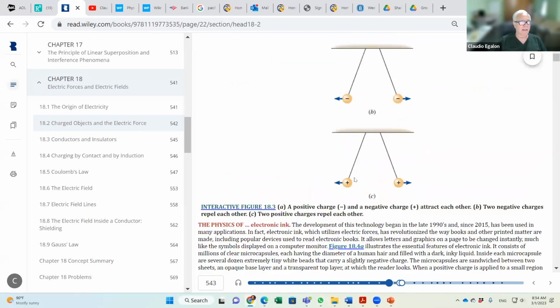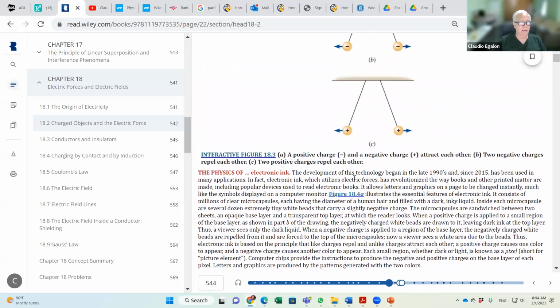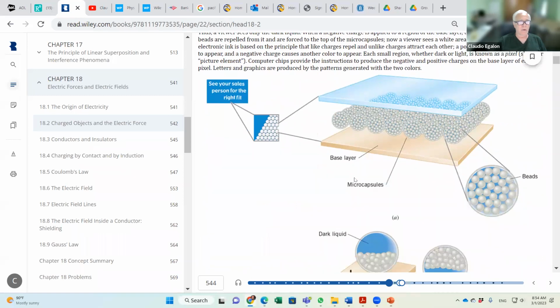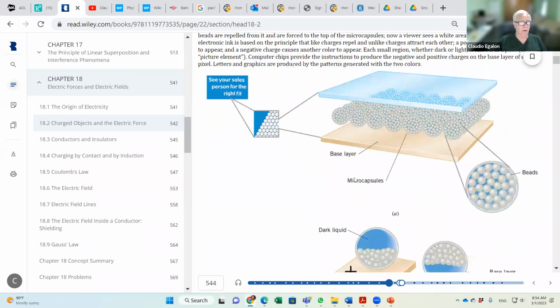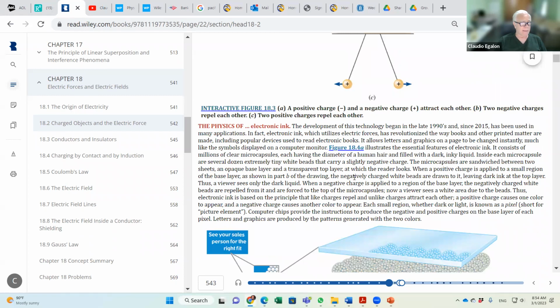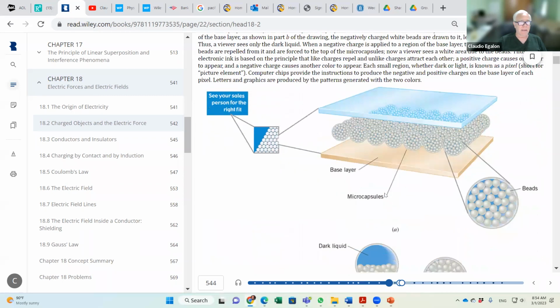So here is the electric force, attractive and repulsive. Okay, and there are all sorts of technological, practical applications for the electric force. That's one of them, the case of electronic ink.